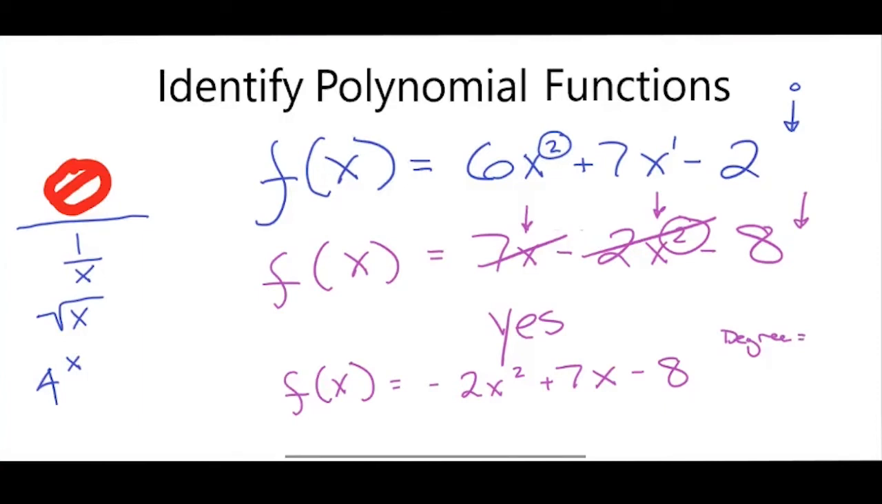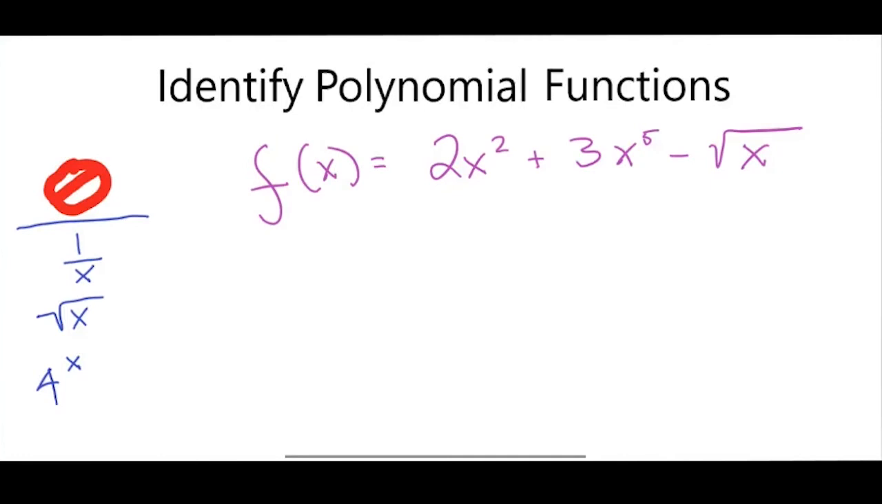Next, I want to know, what is the degree of this function? The degree of this function is the highest exponent, and the highest exponent is 2. Next, I want to know the type. If you'll remember your chart that we went over, you'll see that the type, when the degree is 2, is a quadratic. And they also want to know, what is the leading coefficient? Well, the leading coefficient is whatever is out in front of your first x, and that's negative 2. And that's how you identify polynomial functions.